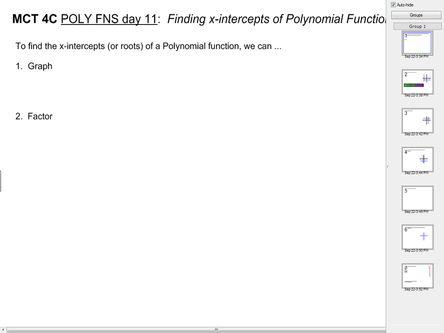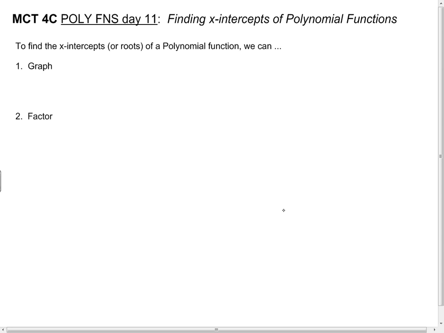Hi, grade 12s. We're on day 11, finding the x-intercepts of polynomial functions. This is the last lesson that we have in the polynomial functions unit.